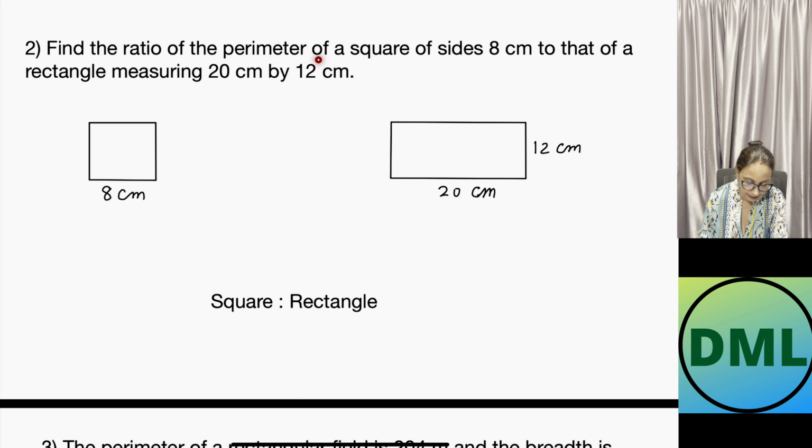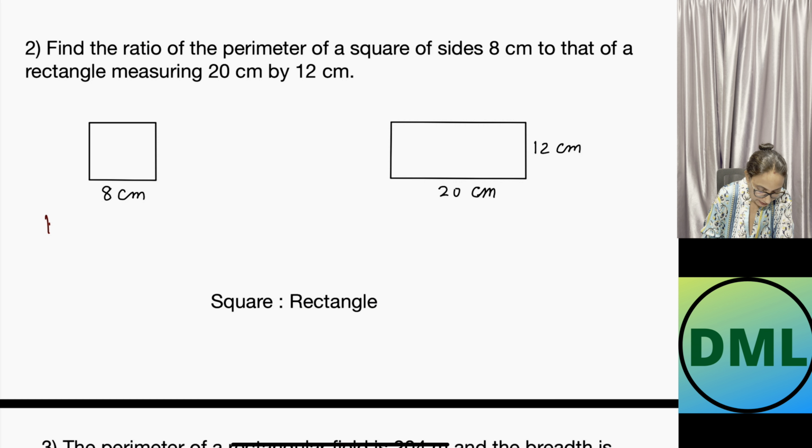Find the ratio of the perimeter of a square of side 8 cm to that of a rectangle measuring 20 cm by 12 cm. I need to calculate the ratio of the perimeters of a square and a rectangle. This is a square of side 8 cm. I need to calculate the perimeter of that. We know that all the sides of a square are same. How many sides do we have? We have 1, 2, 3, 4 sides. If one side is 8 centimeters, 4 sides will be 8 times 4.